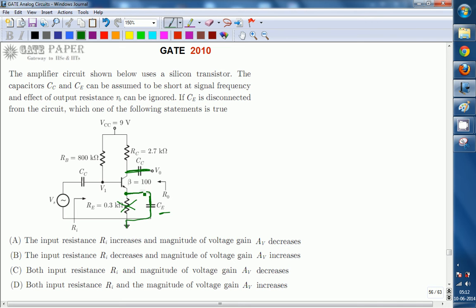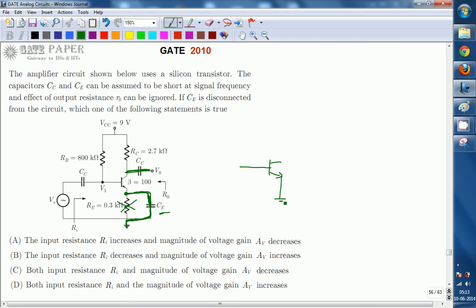This effect of RE is bypassed through this CE. That's why it is called the emitter bypass capacitor. It bypasses the emitter towards ground directly without going through this RE. RE is bypassed with the help of CE, which is acting as a short circuit at signal frequency. By that time, the equivalent circuit looks like this.